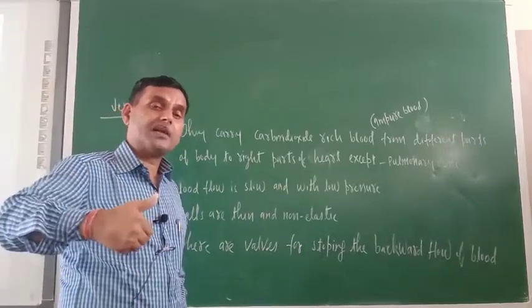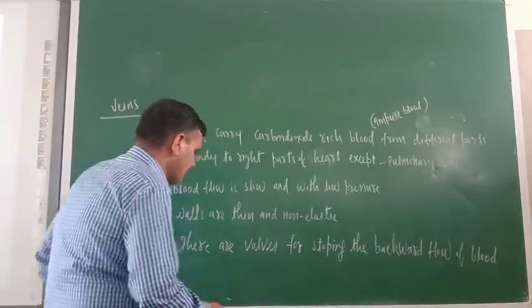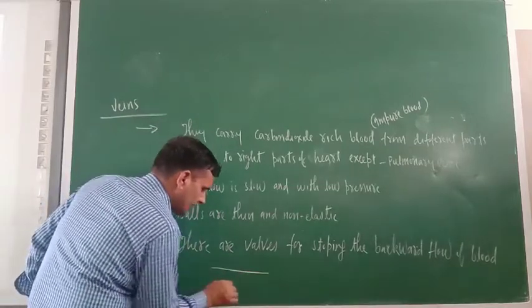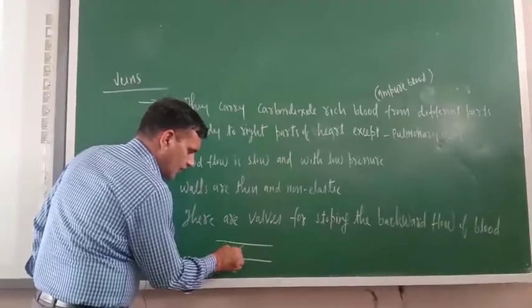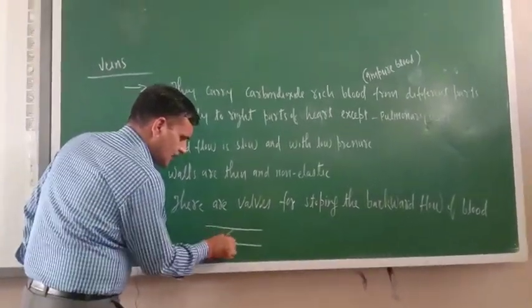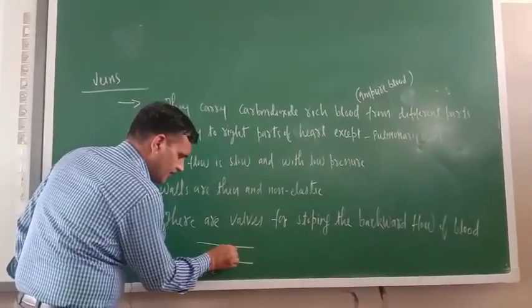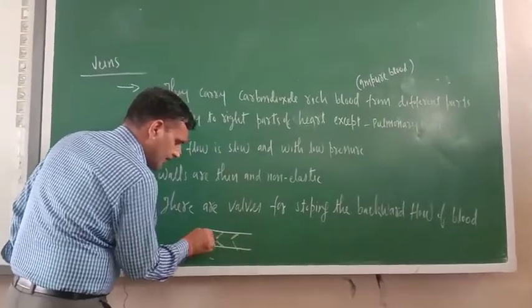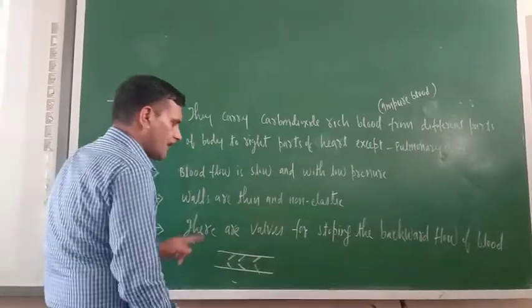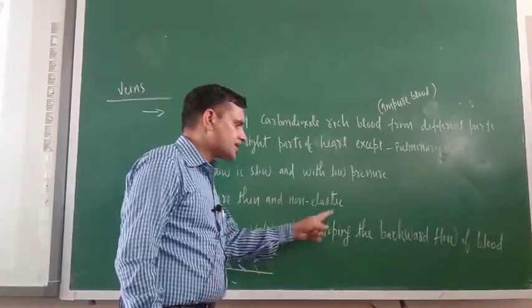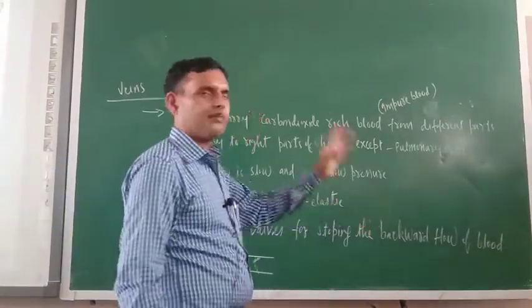So if valves are not present... I will tell you the meaning of valves. Just see, suppose this is one blood vessel. Like that, small valves are there. These are the valves. Everywhere they are there. And what is their function? Their function is stopping the backward flow of blood.